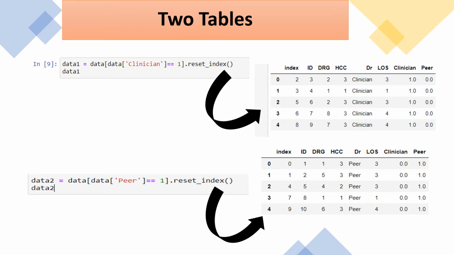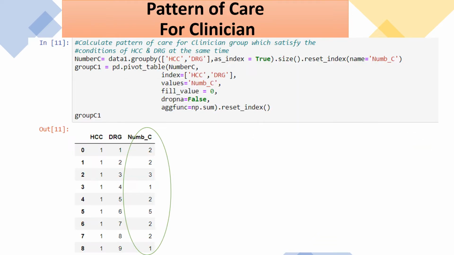In this step, after binarizing, we need two tables, one related to clinicians and the other one related to peers. Now I wanted to calculate the pattern of care for clinicians. So I wanted to see how many patients or IDs we have with different DRG and HCC in the clinician group at the same time. For example, in HCC1 and DRG1, we have two patients in the clinician group.